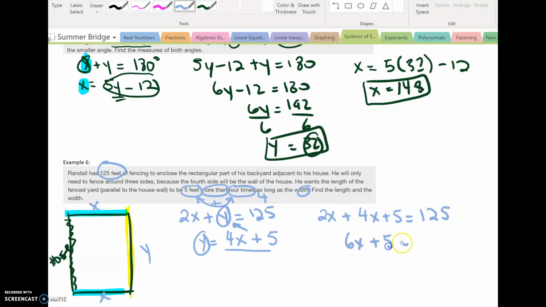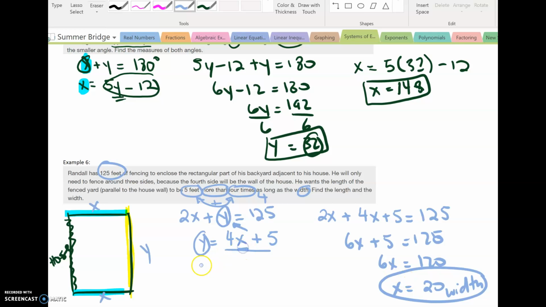Combine my like terms. I'm going to subtract 5 and divide both sides by 6. So x is equal to 20. So this is going to be the width. Now, I'm going to plug in the 20 for my x over here. So I have y is equal to 4 times 20 plus 5. So y is going to end up equaling 85. And that's going to be the length of the yard.